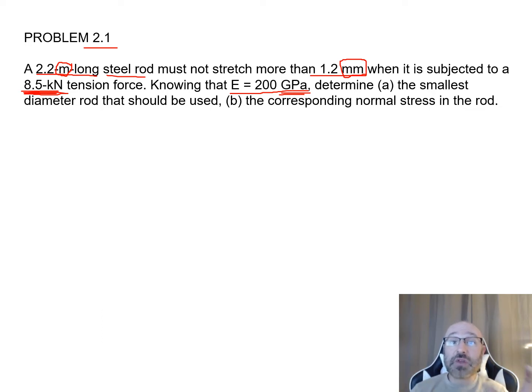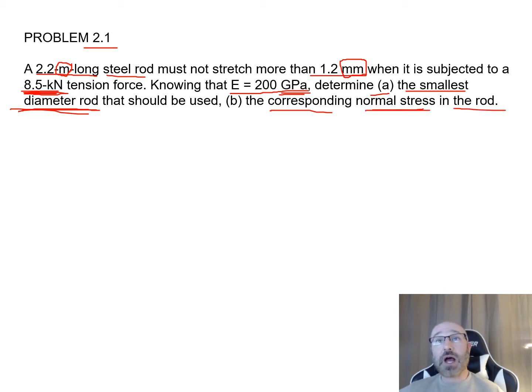Now they're going to tell us what they want us to solve for. They're asking us to determine, in part A, the smallest diameter of the rod that should be used. So we're looking for a diameter, we're looking for a length here, we've got to think about what units we want to use for that, and we're looking for the smallest one. This is just part A. In part B, they're asking us to solve for the corresponding normal stress, or sigma value, in the rod. So again, if we're reading through this, we really want to organize this and create this setup page.